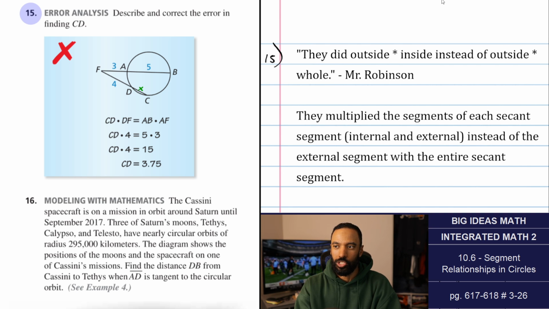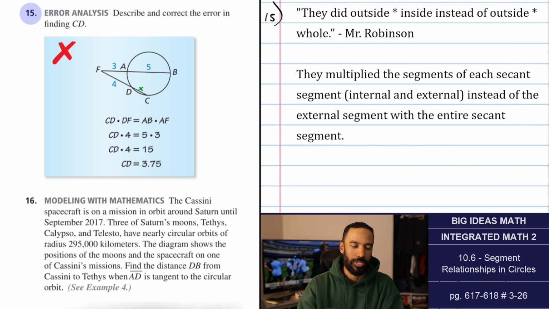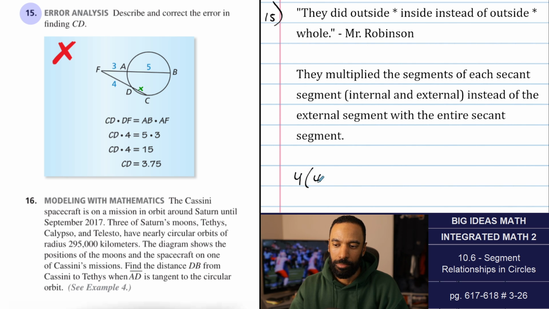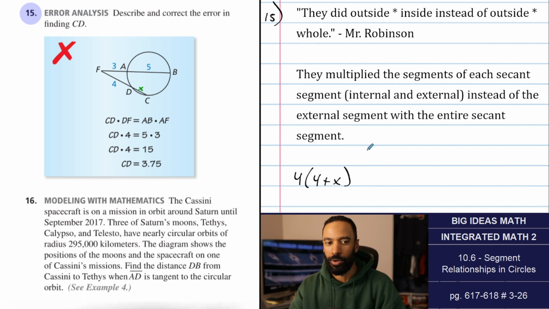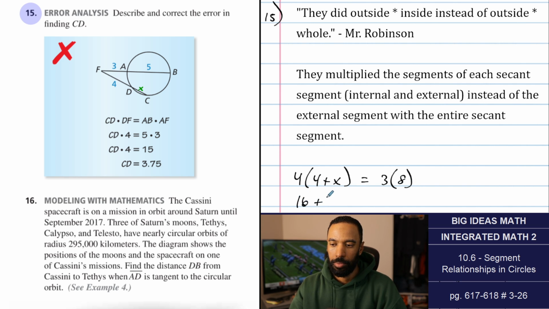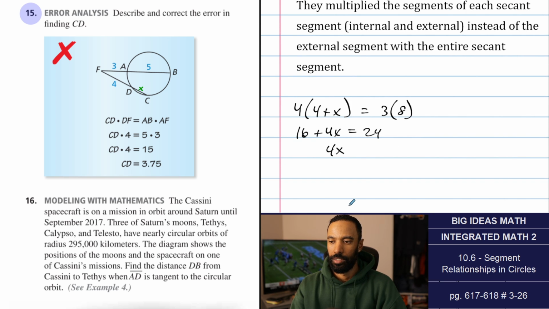Now let's solve it. Let's do this together. We got to do outside times whole equals outside times whole. So I'm going to use that bottom part that has x first. 4 times 4 plus x. See, they only did 4 times x. What I'm calling CD. X is the CD. Equals outside times whole. 3 plus 5. So 8. So this will be 16 plus 4x equals 24. 4x equals 8. When you subtract 16 divided by 4, you get x equals 2.